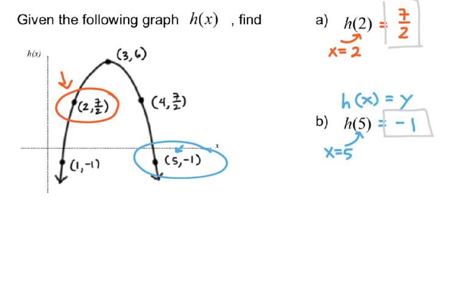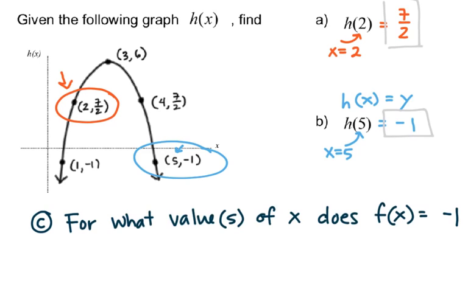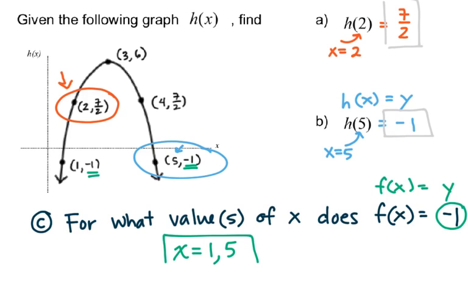We could even go further, and I could expand on this question. This third piece that I have added in here says, for what value or values of x does f(x) = -1? Remember, f of x is equal to y. So this -1 represents a y value. And if we go and look at our graph, we have two x's that correspond to y = -1. This would be x = 1, as well as x = 5.